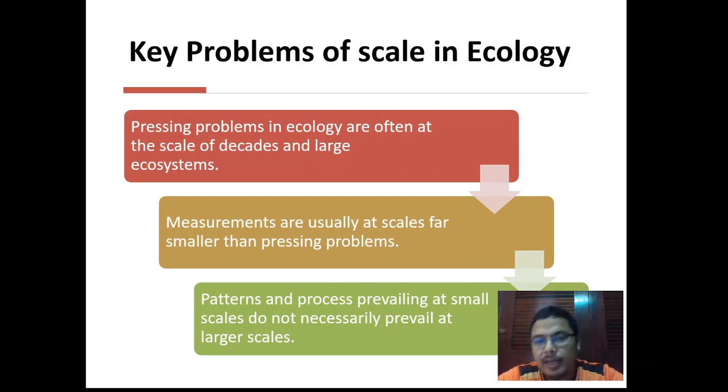Secondly, measurements are usually at scales far smaller than the pressing problems. Like the example I gave you just now about the leaf litter, you are only taking about 100 hectares of land, and you will not collect every single leaf of that 100 hectares. You need to do sampling.